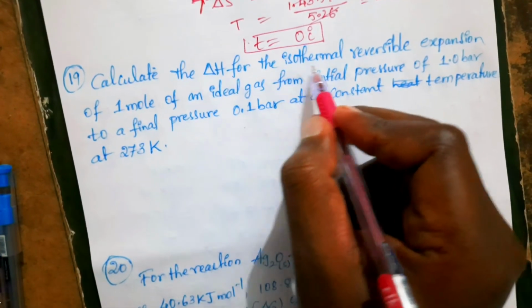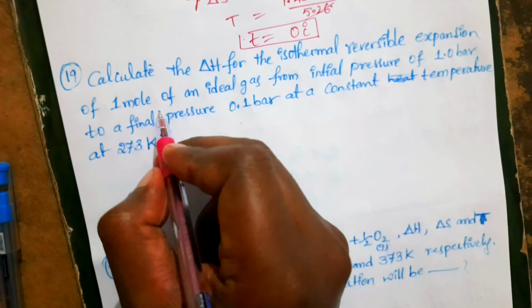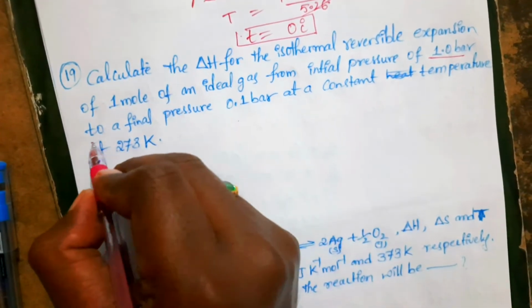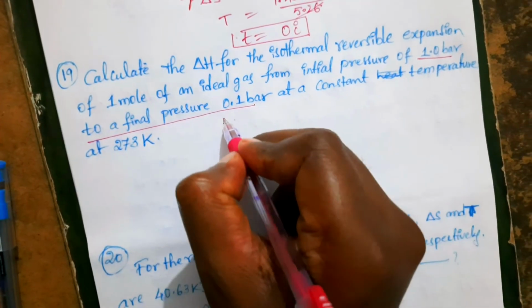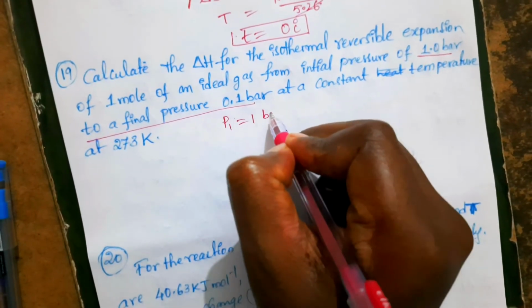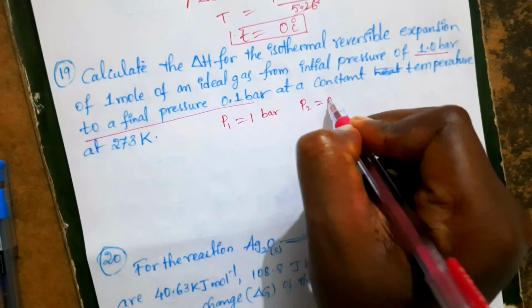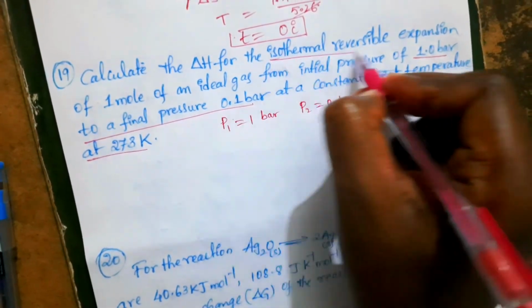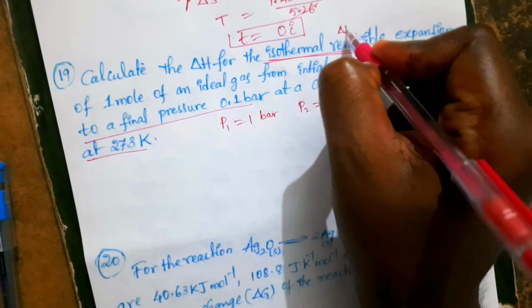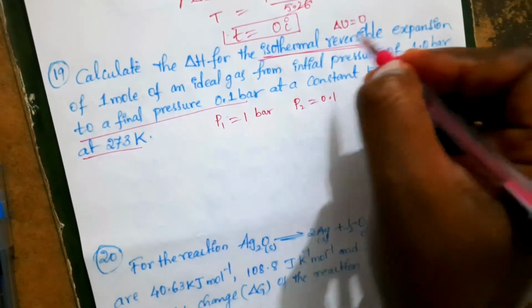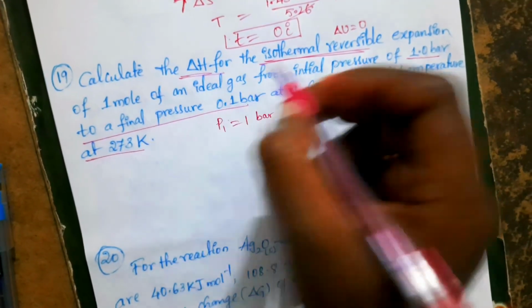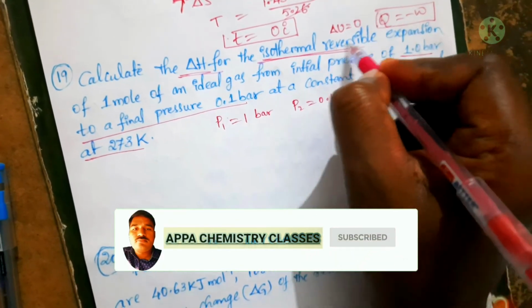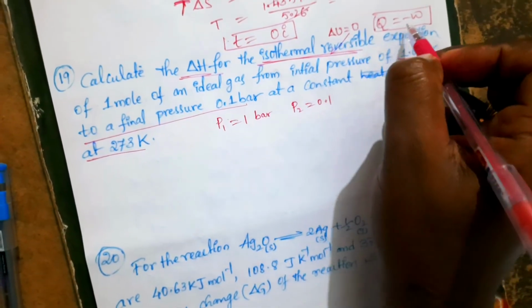Calculate the delta H for the isothermal reversible expansion of 1 mole of ideal gas from initial pressure of 1 bar to final pressure 0.1 bar. Initial pressure is 1 bar, final pressure is 0.1 bar at constant temperature 273 Kelvin. For isothermal reversible expansion, delta U is equal to 0. Then delta H, that is nothing but Q is equal to minus W. Delta U equal to 0, Q is equal to minus W.